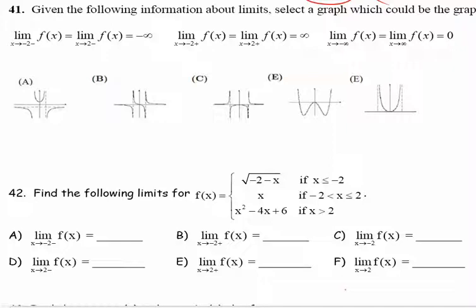All right, given this information about limits, let's see if we can pick out the correct graph. As we approach -2 from the left and +2 from the left, our graph should be going to -infinity. So at -2, we're going to -infinity. And at +2 on the left side, we're going to -infinity. As we approach -2 and +2 from the right side, we should be rising.